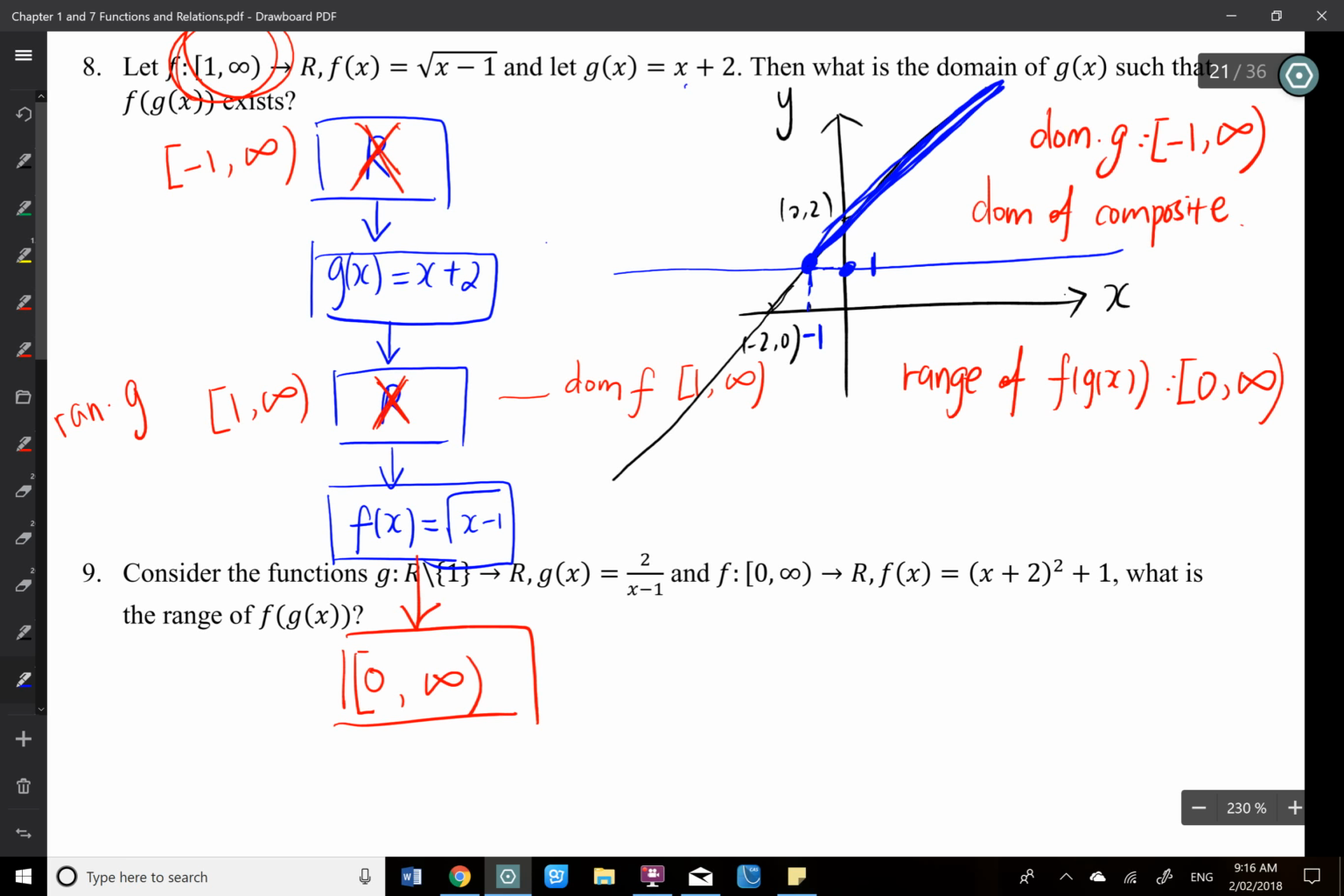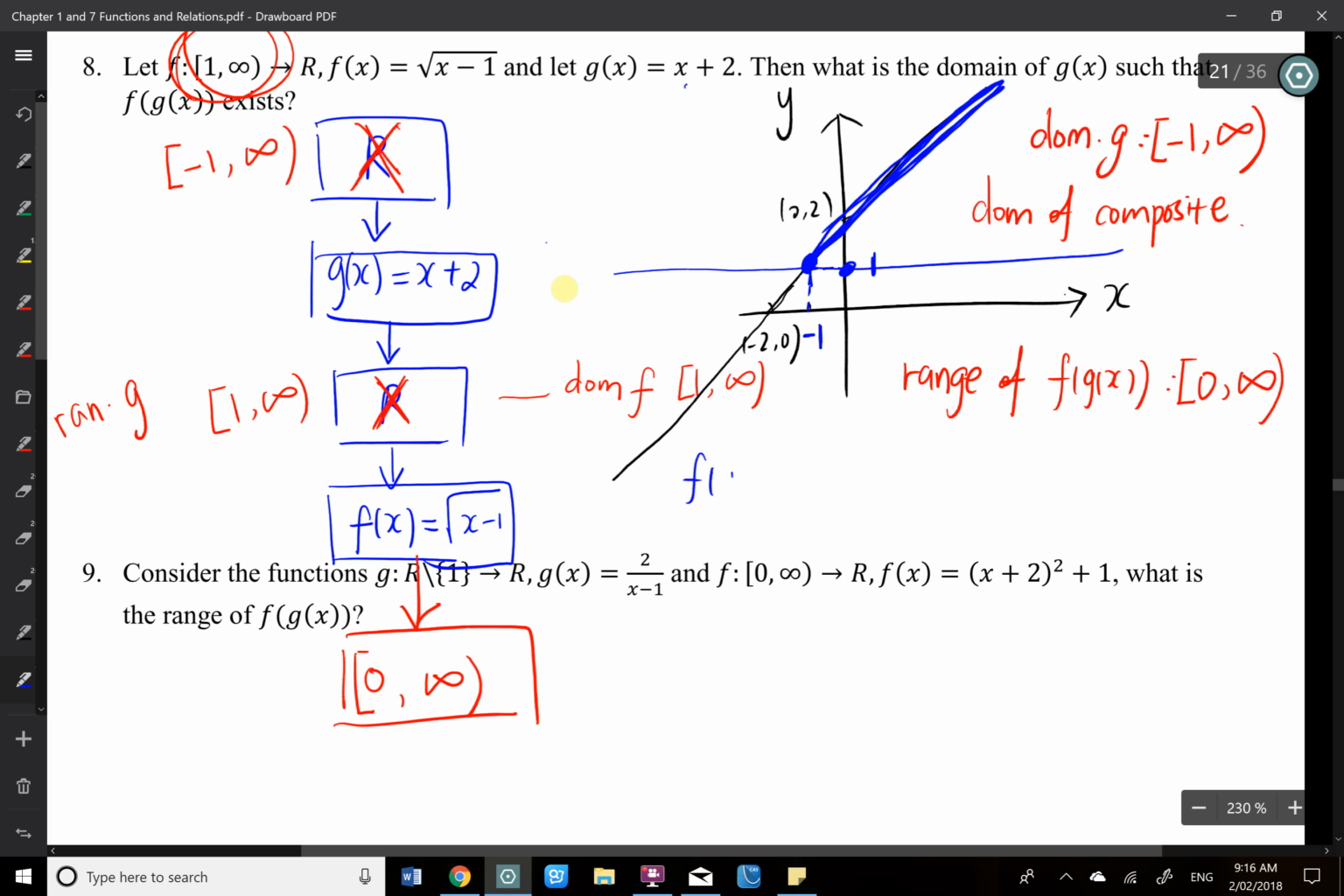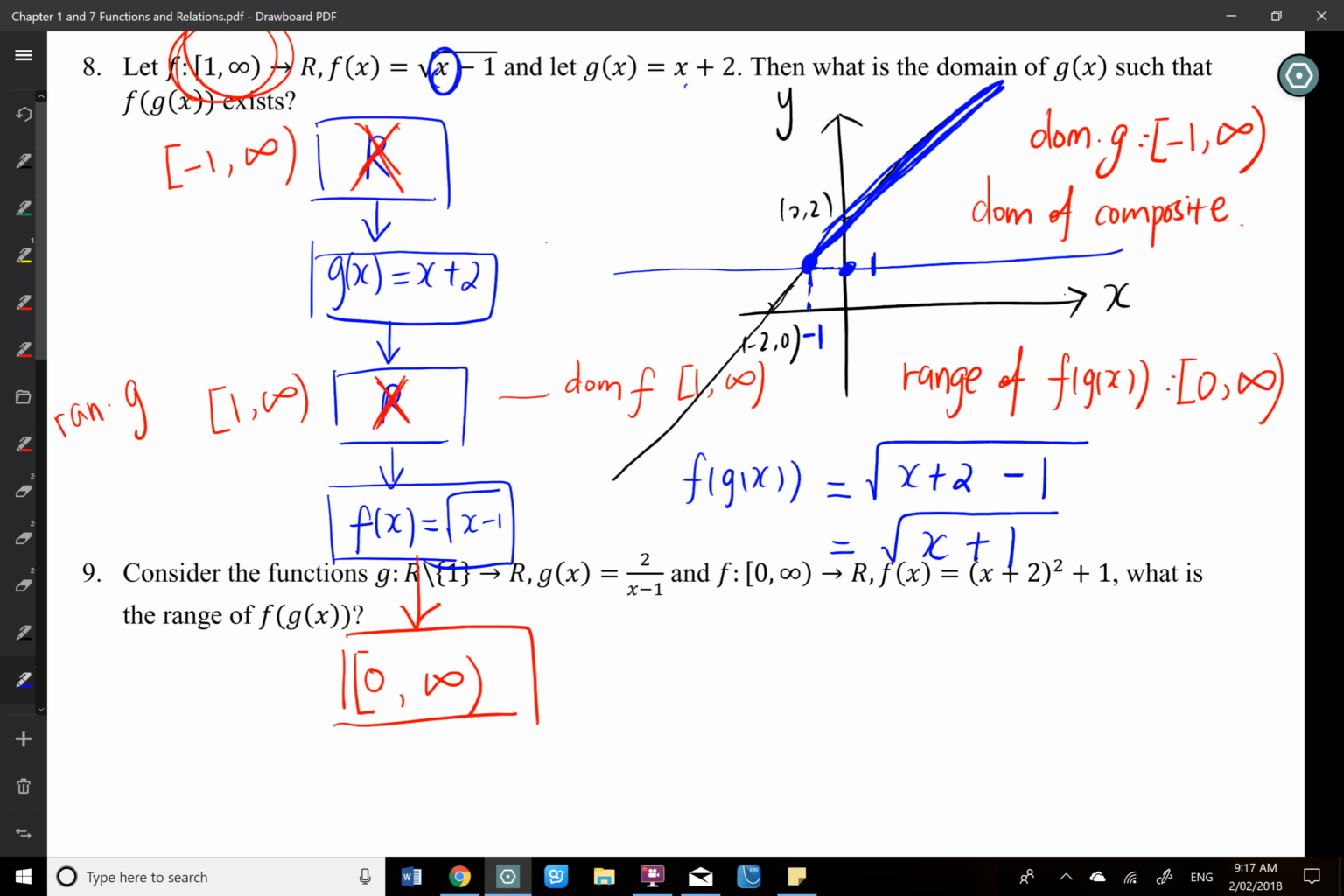And if you think further of the function, what does the rule look like? f(g(x)): you put g(x) into f(x). That will be square root, and instead of x, you put g(x) in, which is x plus 2. The -1 still stays there. And that gives you square root of x plus 1. That is the rule, the domain, and the range for the whole composite.